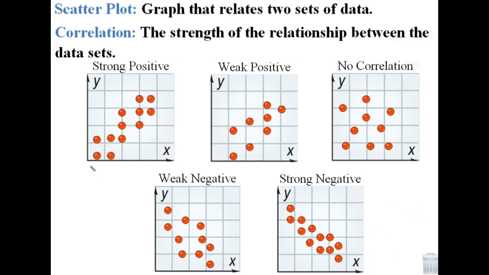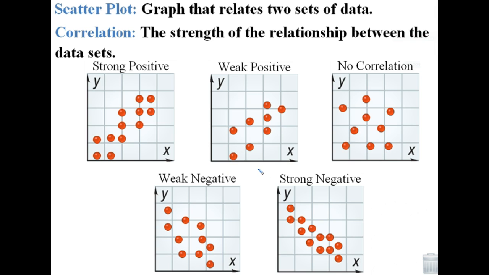We can think of the first one here as the number of hours you study per week compared to your GPA. We can look at the relationship as you study, as that goes up, how does that affect your GPA? And how we can describe that relationship is with what's called the correlation. I'm going to say that's the strength of the relationship between the data sets. So we can think of hours studied per week and GPA as having a strong positive correlation. The more you study, the higher your GPA should be.